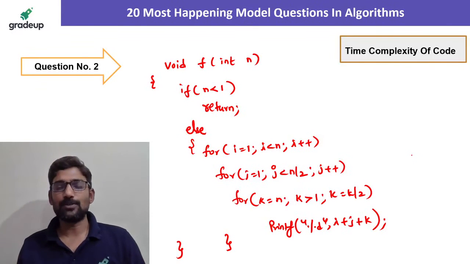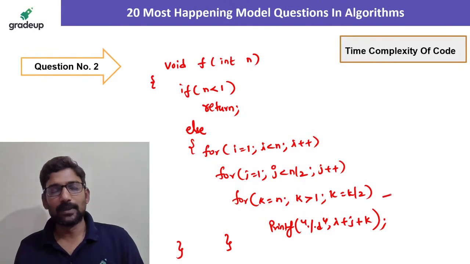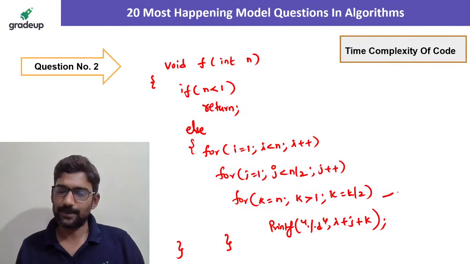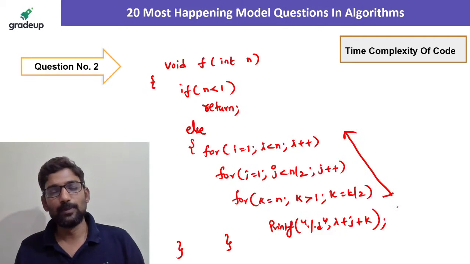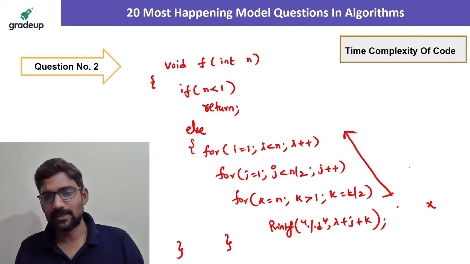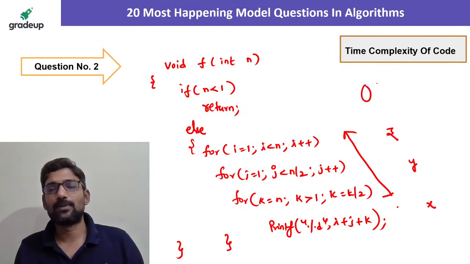So what is the approach? Inner loop, from inner loop to outer loop we have to proceed. Inner loop, let's say it executes for x times, this executes for y times, this executes for z times. You say this would be big O of x into y into z.